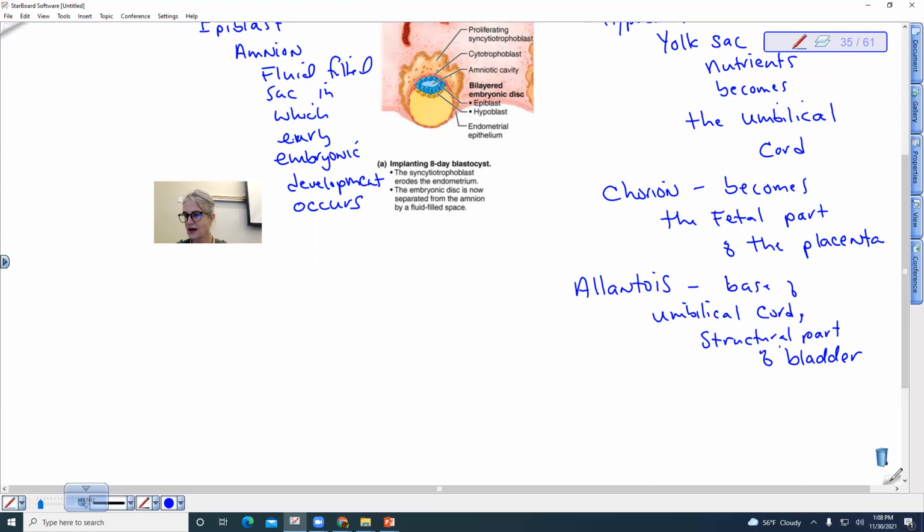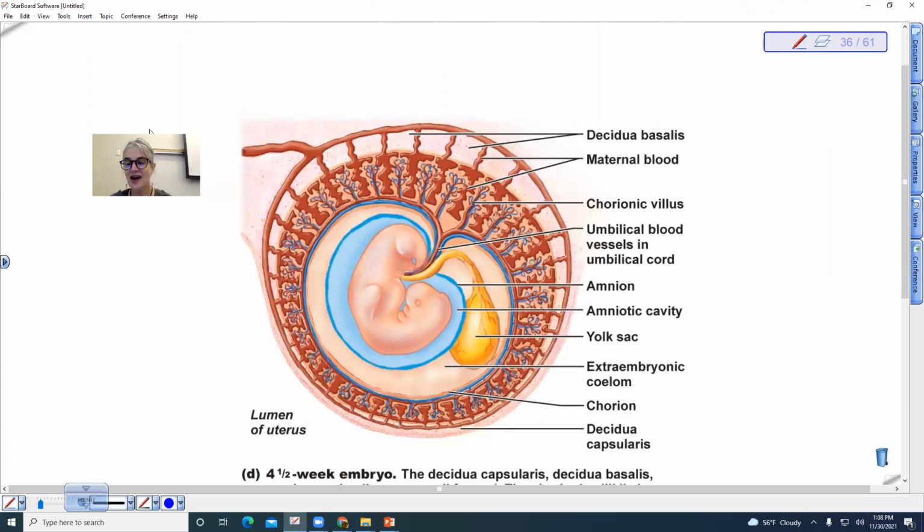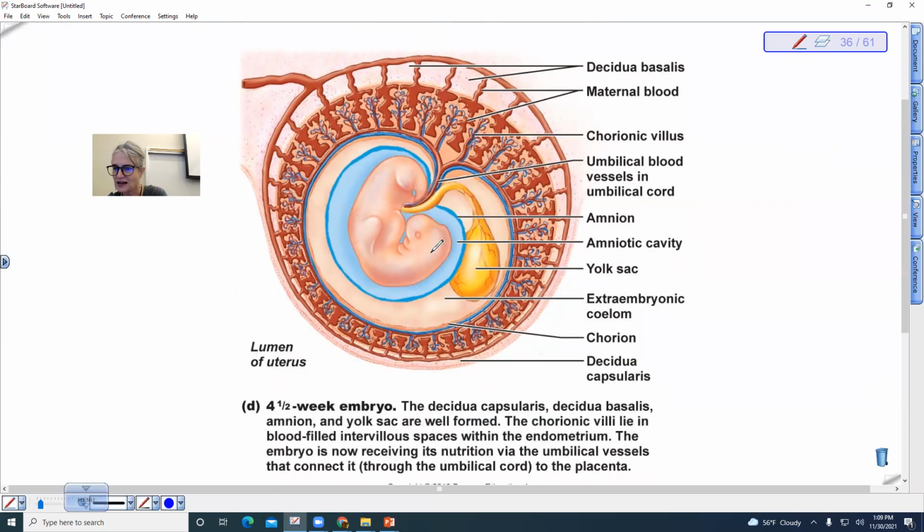So let's see if we have a picture of this. Okay, so this is a more developed embryo where we are starting to get the placenta. We have the chorionic villi, which is part of the chorion. We have the yolk sac right here. This blue, that's the amnion. So that is the amniotic sac, and embryonic development is occurring in this aquatic environment. And then we have the base of the umbilical cord. I guess they don't have the allantois labeled in here, but it would make up the base of the umbilical cord and become part of the bladder.